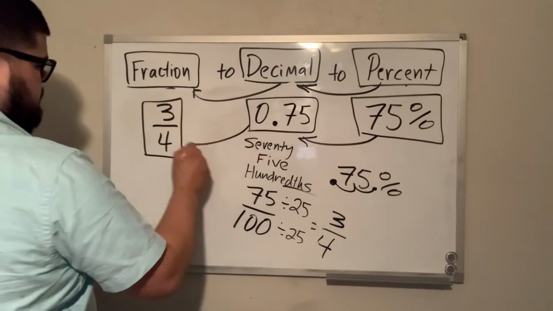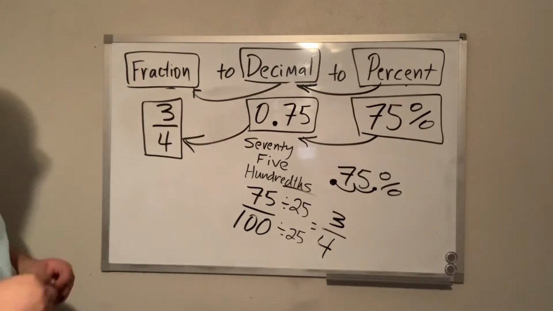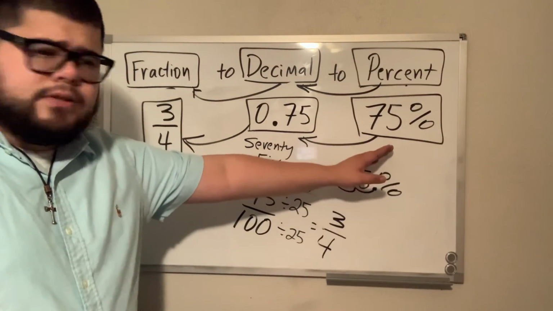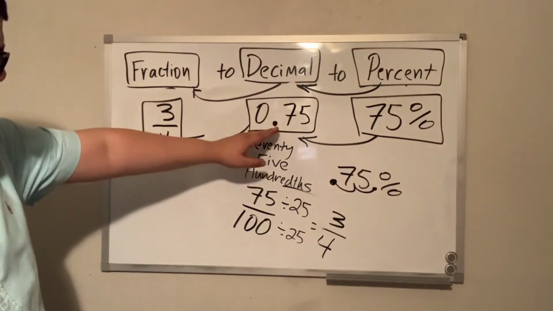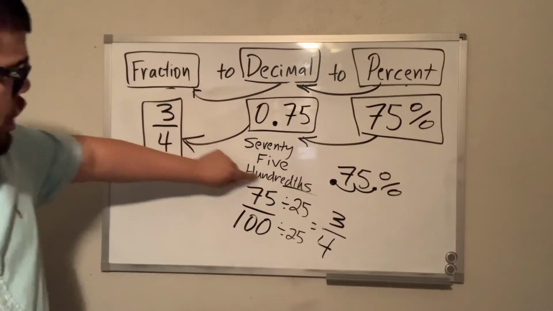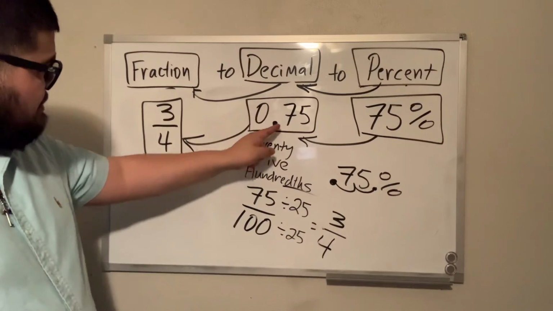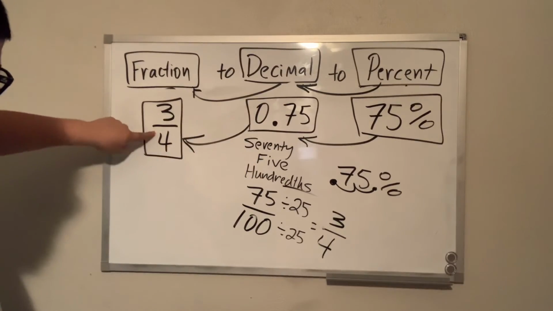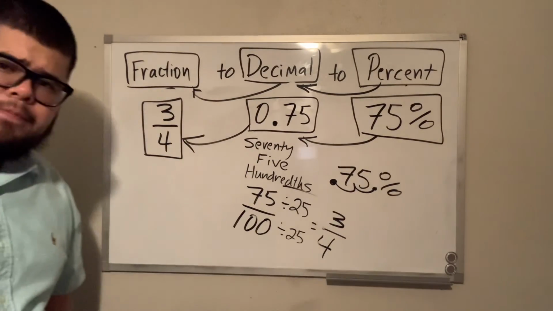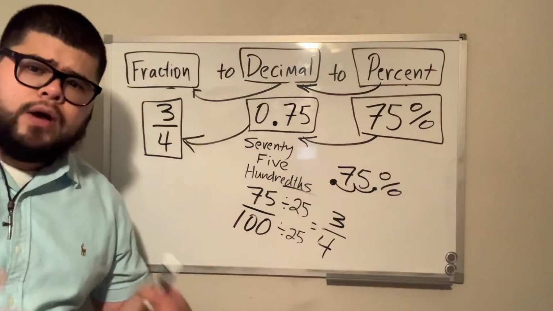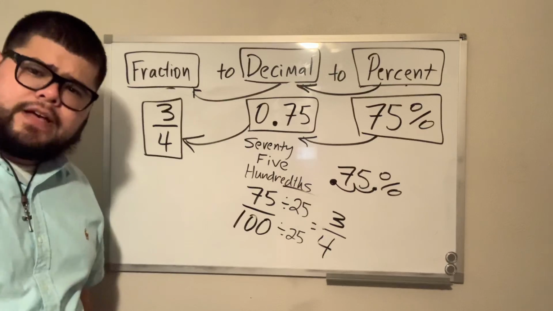So we end up with the fraction 3/4. So again, we just converted from 75% to the decimal 0.75 or 75 hundredths, right? And then we converted 75 hundredths or 0.75 into the fraction 3/4. All right, that wraps up part 3. We're going to go ahead and get into now the percent equation and things like that. All right, thanks for watching.